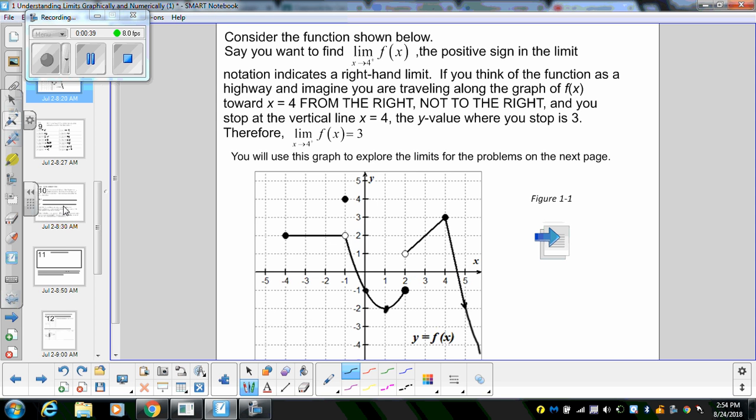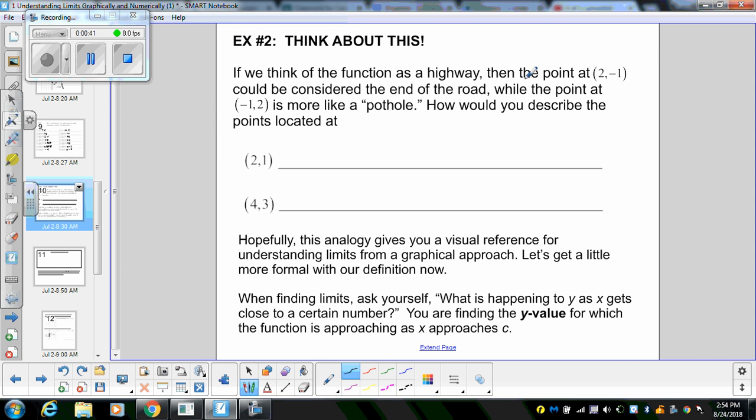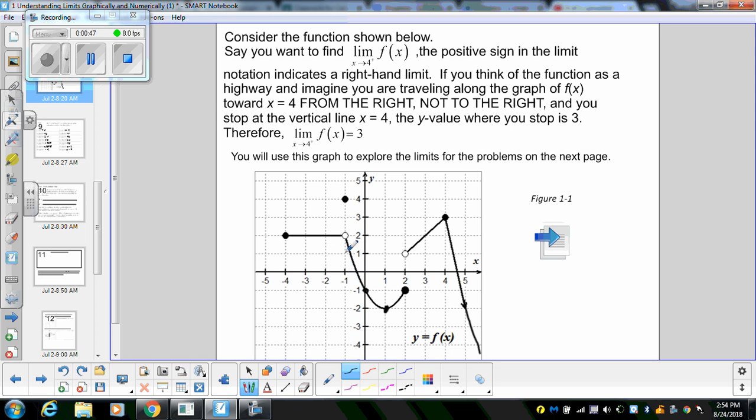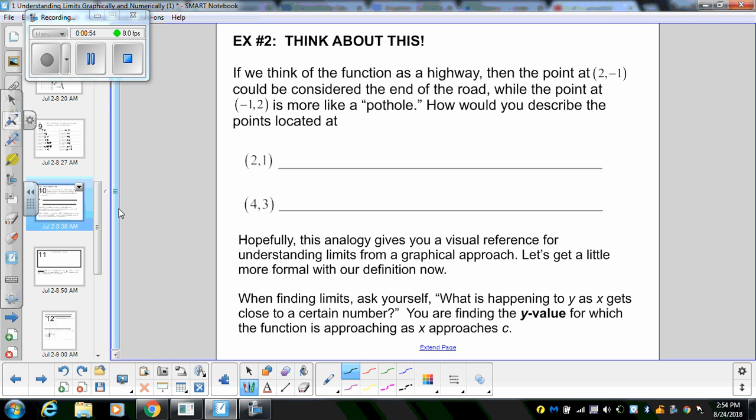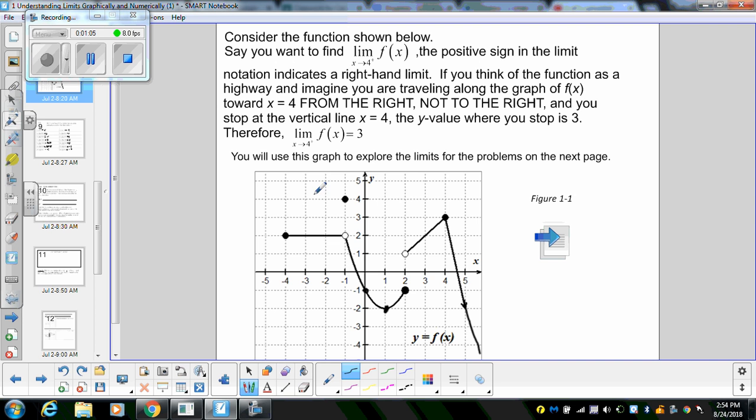So if we come back, while the point at negative 1, 2 is more like a pothole. Negative 1, 2, big old hole, consider that like a pothole. So how would you describe the points located at 2 comma 1? If we come back over here, 2 comma 1, big old hole, right?